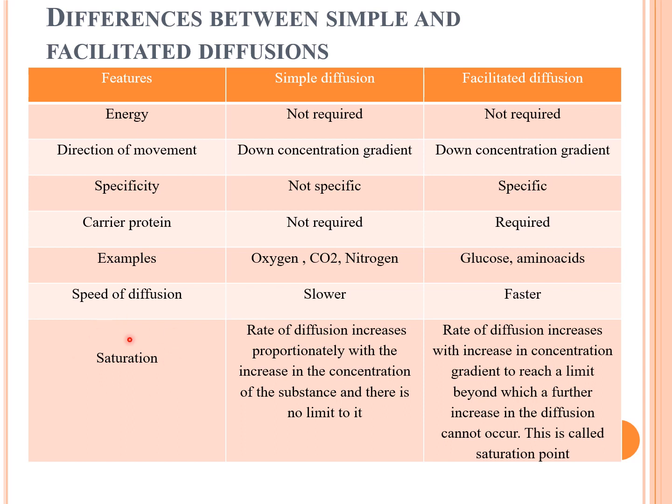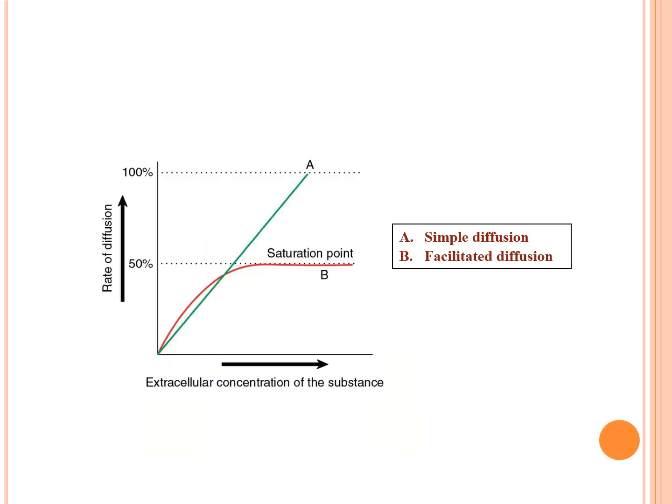And the very important point, saturation, we'll see with one graph. I'll explain these two points with the graph, which is very important for exam purposes, and it is also very important to understand that graph to understand these points. The rate of diffusion increases proportionately with the increase in the concentration of the substance, and there is no limit to it. This happens in simple diffusion. Whereas in facilitated diffusion, the rate of diffusion increases with the increase in concentration gradient to reach a limit beyond which a further increase in diffusion cannot occur. This is called the saturation point. What is this? We will explain with the graph.